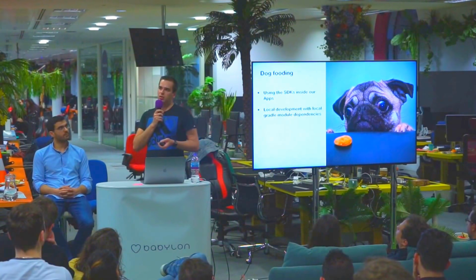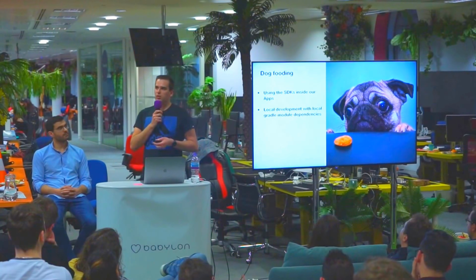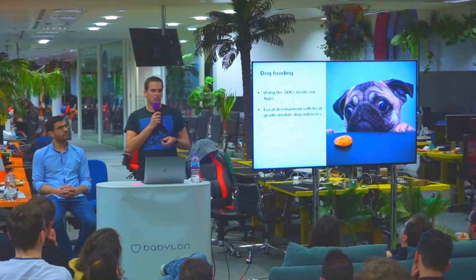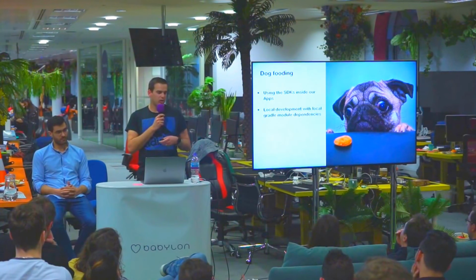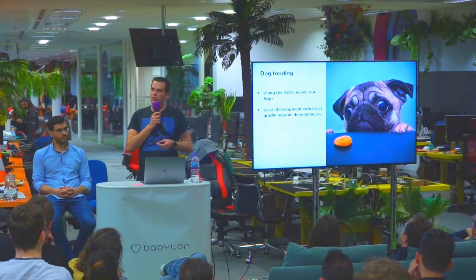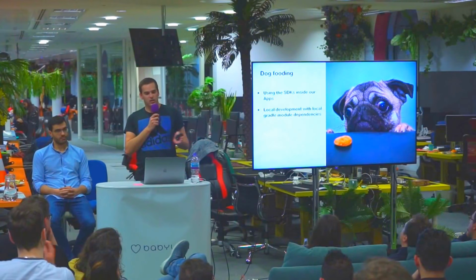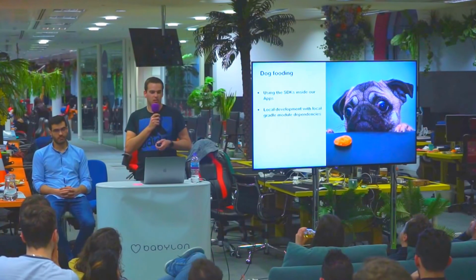There's an exception here for local development. We actually use local Gradle module dependencies, and this allows us basically to make changes to both the SDK and the app at the same time in one single PR or one single branch, rather than having to go through that complicated process that would probably slow us down a bit. And because, again, we did this in parallel, this helped a lot.